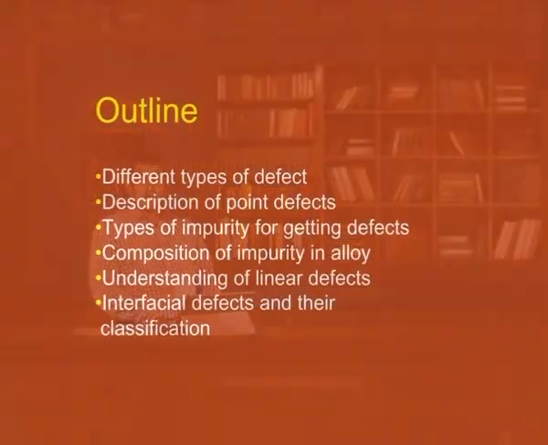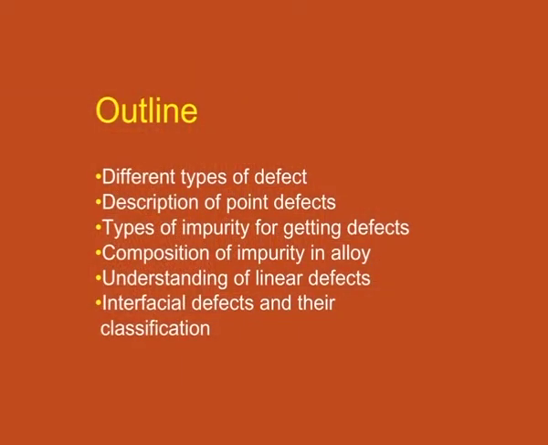Hello viewers, today we are going to discuss engineering materials and the chapter is imperfection in solids. The brief outline of the talk is we will discuss different types of defect, then the description of point defects, what are the types of impurities for getting defects, composition of impurity in alloy, understanding of linear defects, interfacial defects.